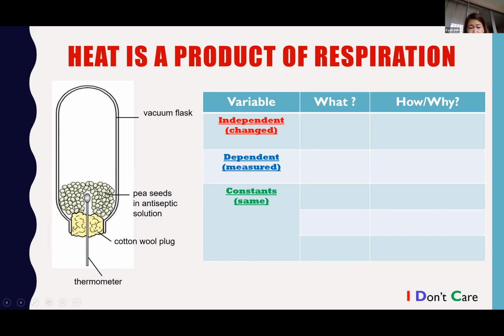We have these pea seeds in antiseptic solution. Why is it antiseptic? Antiseptic is similar to sterilize, to make sure that it's free from bacteria. It's a very clean, sterile environment so that the pea seeds are able to undergo respiration.